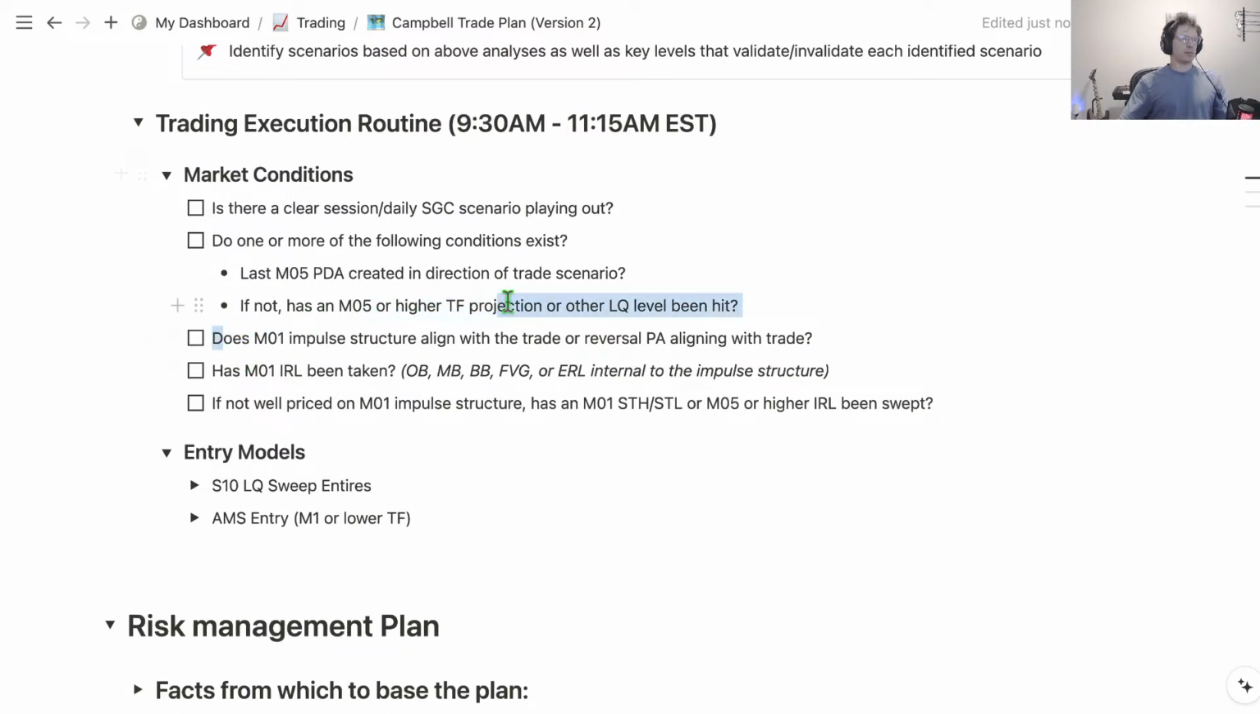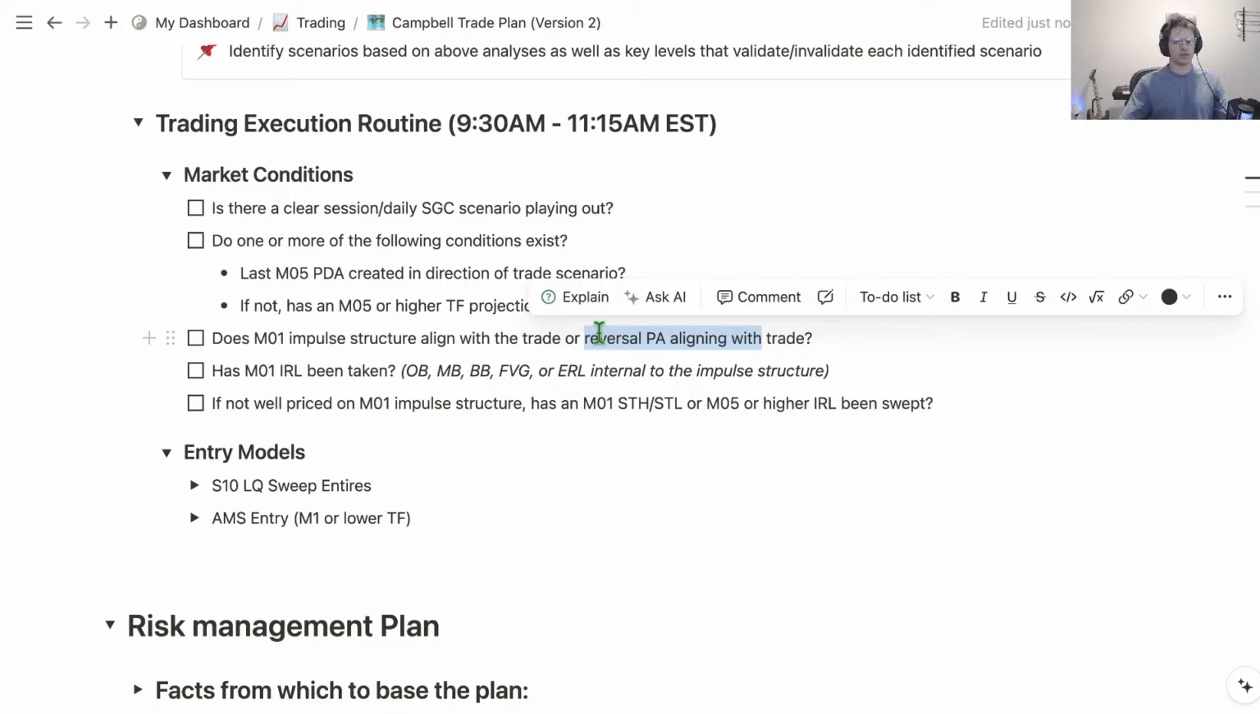Key here, and I've been breaking this rule recently, and I need to stop doing that. So today, very important, does my M1 impulse structure align with the trade? If not, does the reversal PA align with the trade? And it can't just be the start of a reversal, but I really want to see either a really good hammer candle or an engulfing candle on the M1. Preferably an engulfing candle at the least.